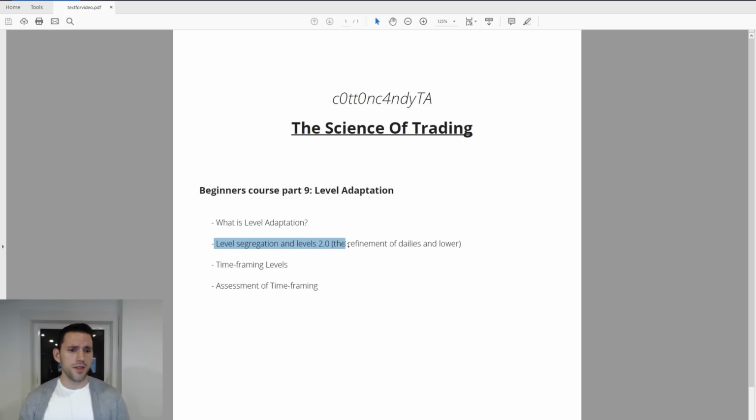Level segregation, again, the 2 sectors that levels live in, either box A or box B. I have to look at my screen to see where my hands are, make sure they're not off screen. So the different ways that these live in different sectors, time framing levels, and how different time frames and making these templates kind of play into the overall scheme of things, and how you can do that on your own, and the assessment of time framing and what it means, and the theory behind it, and how it affects our charts in total. So this has been a great lesson.